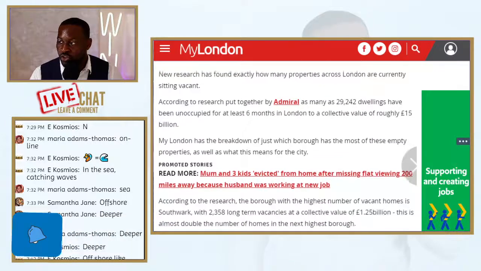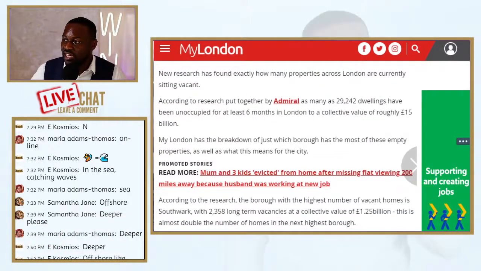Cosmios, thank you for that comment. Cosmios says it in the chat, and the government will continue to say that there is a housing shortage.